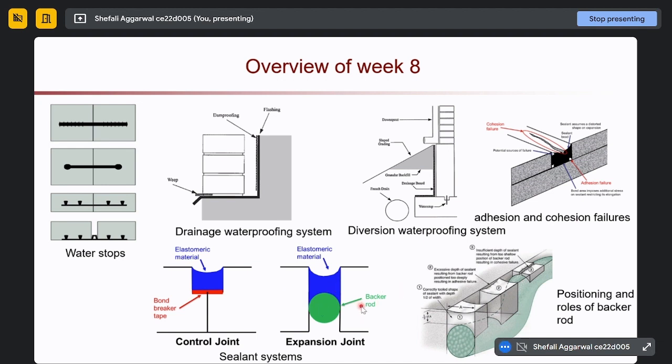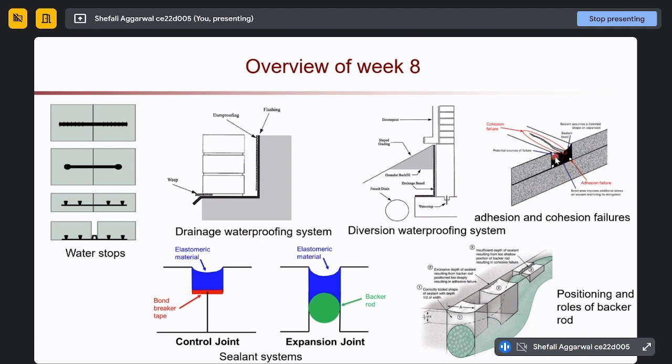Next, in the expansion joint, if we are using backer rod, it could be a circular long pipe kind of thing. How it should be placed, how much pressure should be applied, and what the different positions are which should be used for the backer system. It should not be too low, it should not be too high, and what are the disadvantages if it's not positioned in the correct position, and then what are the different failures of using this sealant system.